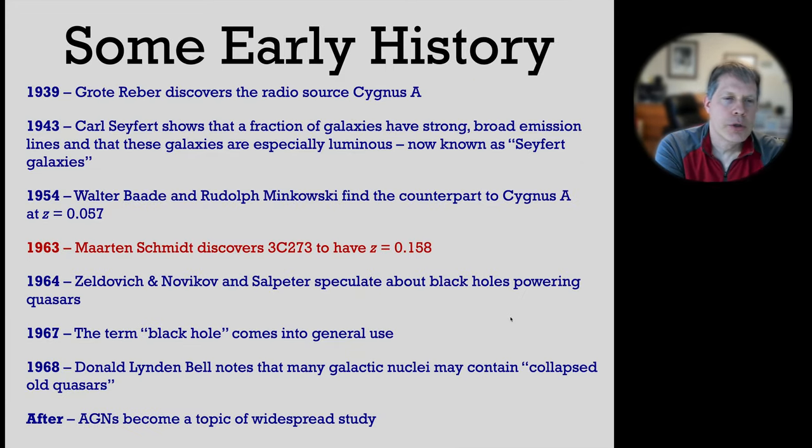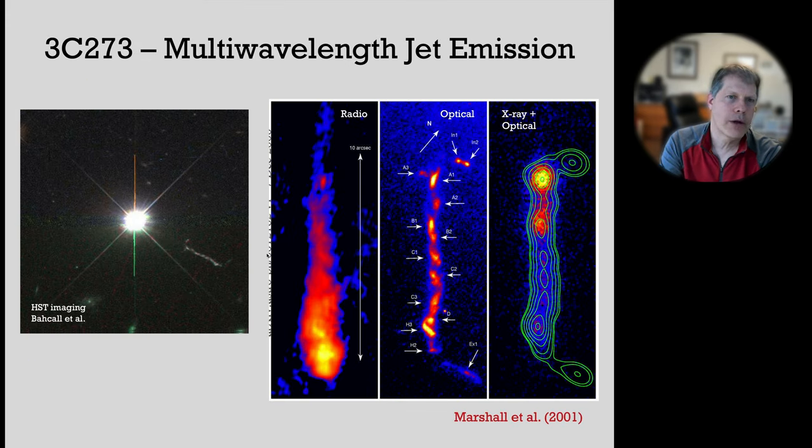Now, I want to show you another example. I want to show you 3C273. I've already talked a little bit about 3C273. Again, this was the granddaddy of all the quasars, the first quasar discovered, along with 3C48, in 1963, which has a redshift of 0.158. And I've already shown you a couple of images in the radio of 3C273. Now I want to show you the multi-wavelength behavior of this jet.